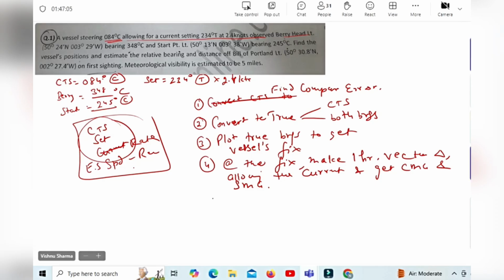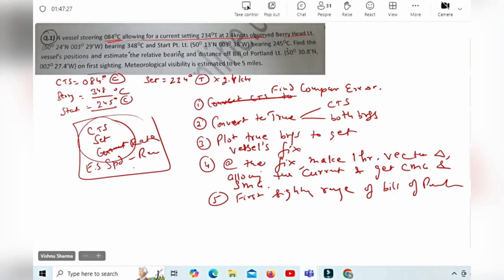Next, you will find the first sighting range of Bill of Portland. And now you will cut that range from Bill of Portland, and you will then be getting the position. From there, you have to get the relative bearing.